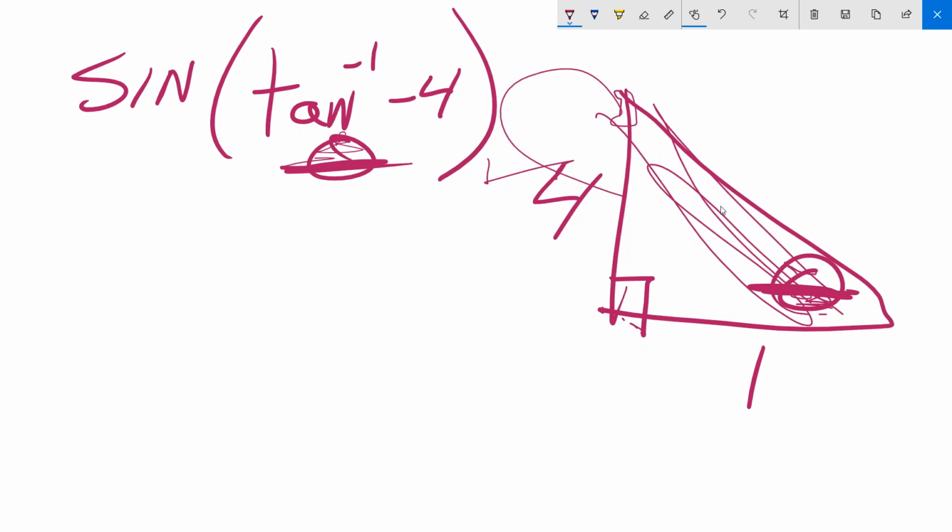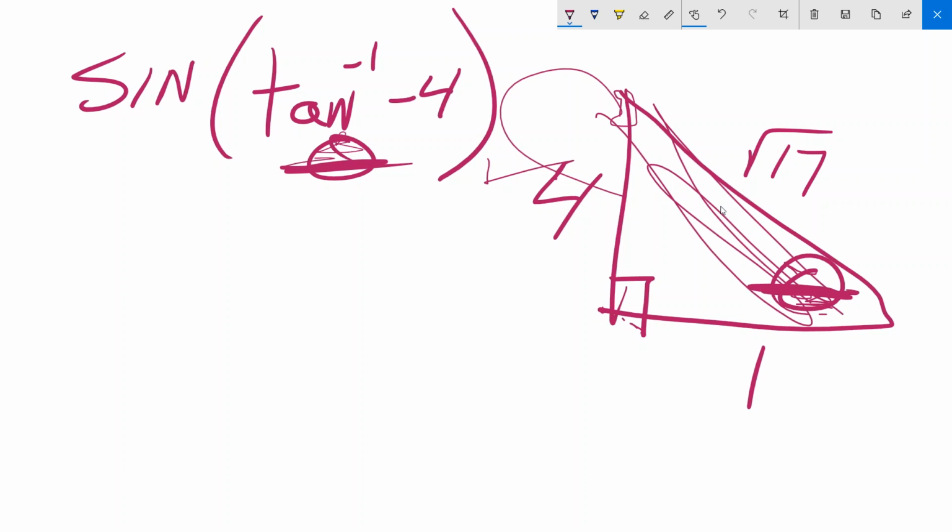Nope, square root of 17. The hypotenuse is always the square root of the sum of the sides squared. When you are solving for the hypotenuse, it is different than solving for one of the sides. If you're solving for one of the sides, it's the square root of the hypotenuse squared minus the other side squared. But when you're solving for the hypotenuse, it's the square root of the sum of the sides. That is the Pythagorean theorem in a nutshell. Okay?